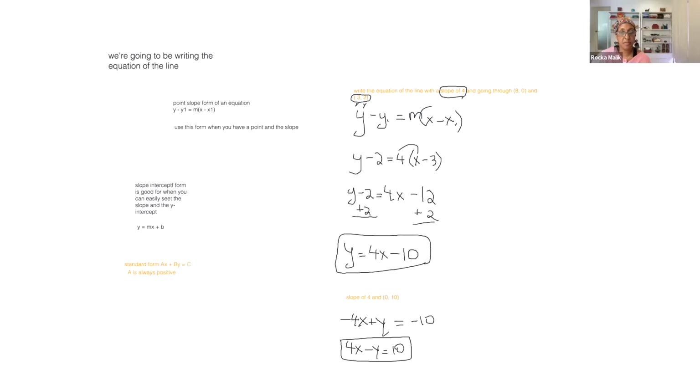Make a new board. Write the equation of the line containing (4, -9) and (-5, 3).